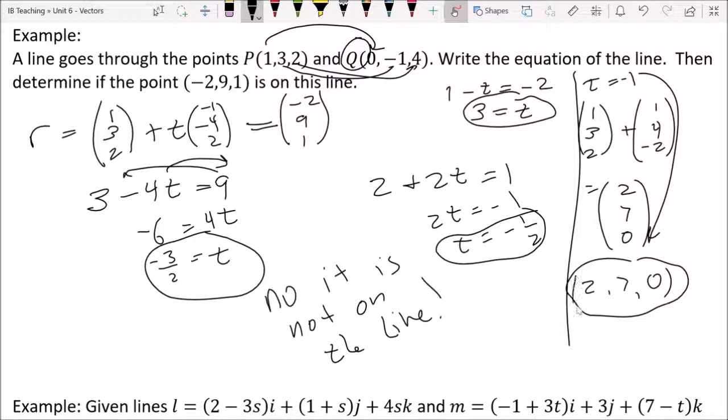It's like if we were asked, find a point that is on the line. Well, we've done that now. Okay, but that's an indication that no, this point's not on the line because there's not a single value of t that produces it. Let's do another example.